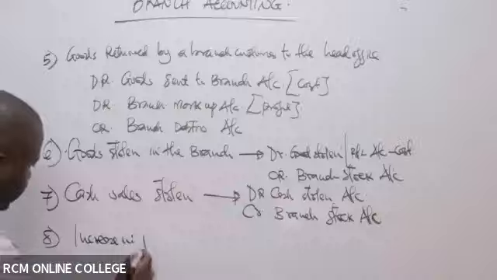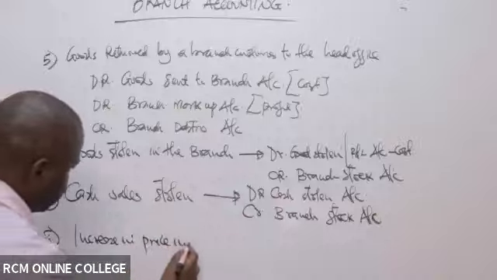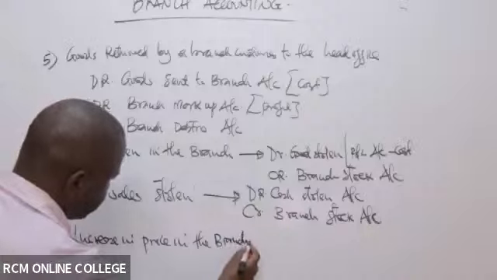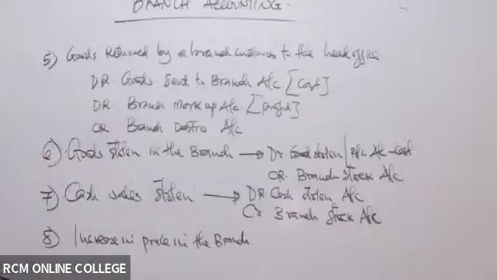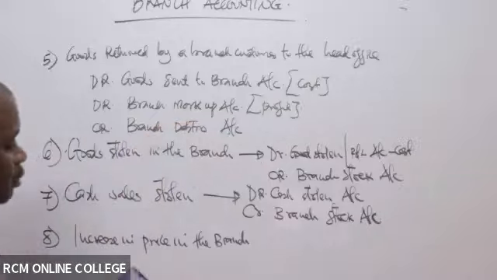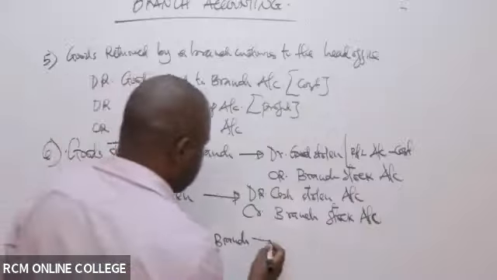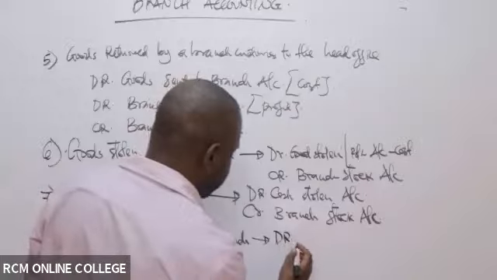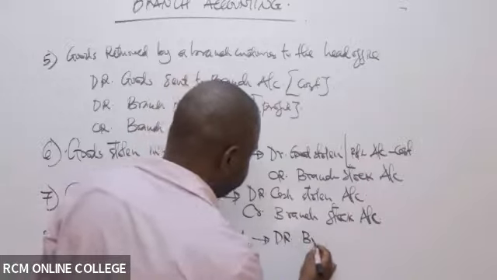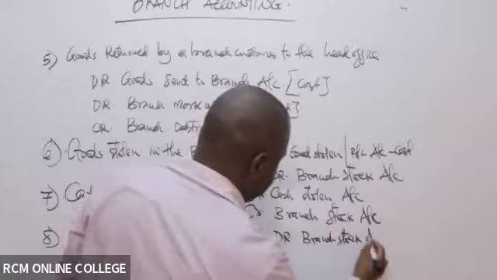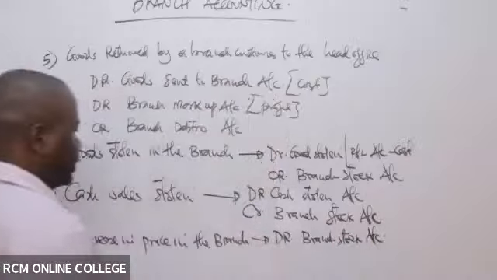Increase in price of goods in the branch. Automatically, this will end up affecting the markup account, or the profit account. So the profit element will likely be affected. In this case, you debit the branch stock account with the profit element as a result of the increase.